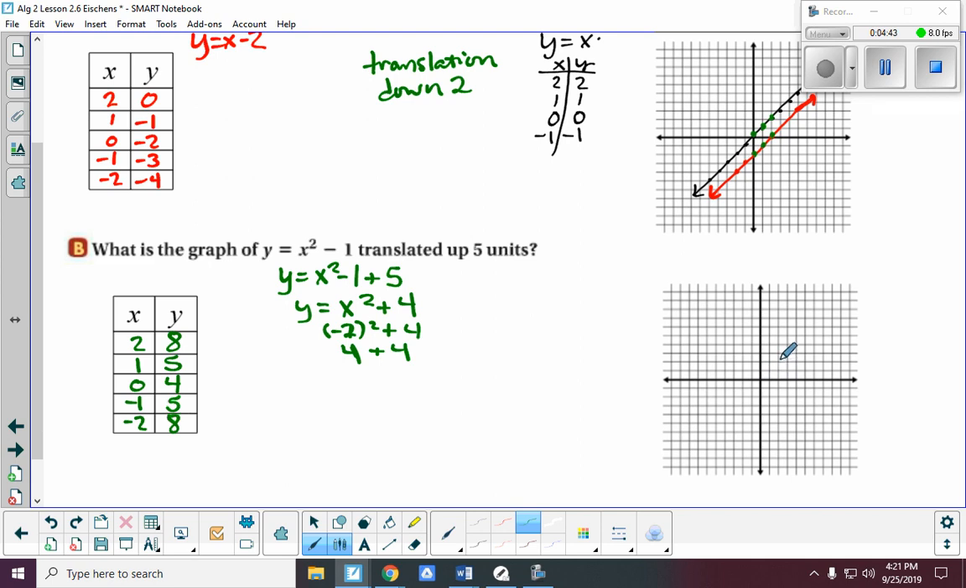So over 2, up 8. Over 1, up 5. 0, 4. Negative 1, 5. And negative 2, 8. So this is the graph.